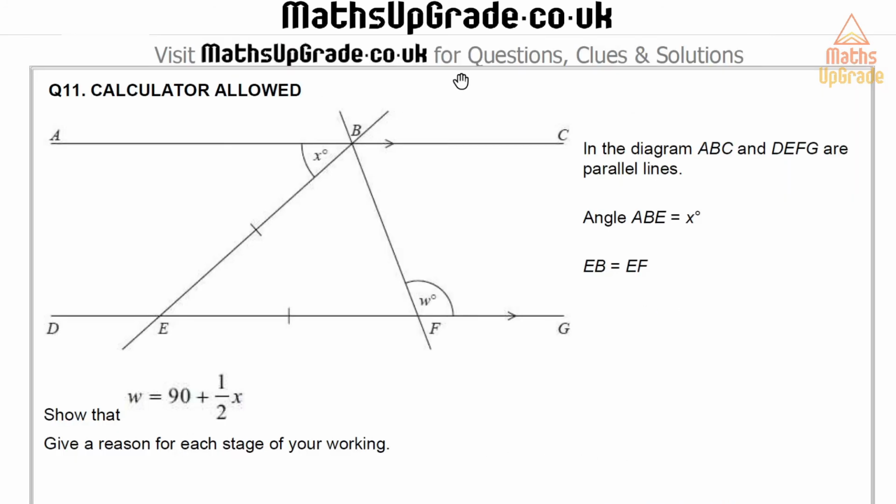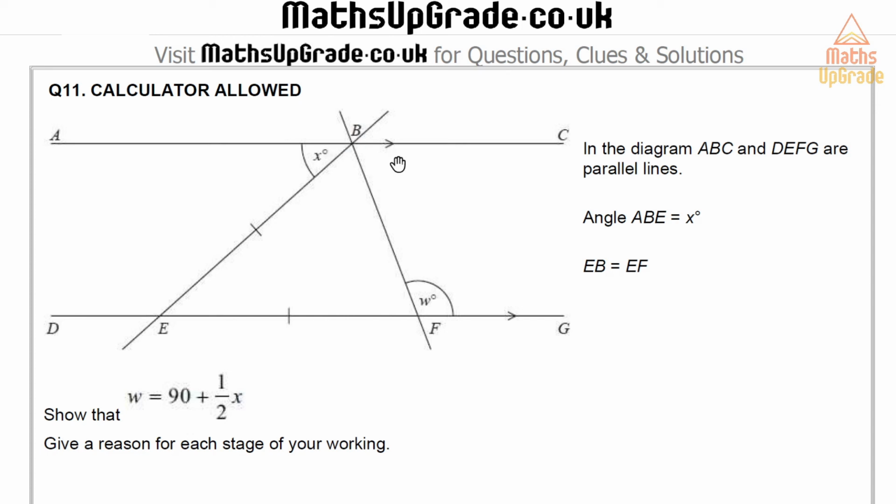Okay, so question 11. It's arguably the hardest question on this booklet, and it's a 4-mark question. So it states that in the diagram ABC and DEFG are parallel lines, and you can see that from the markings there as well. Angle ABE equals x degrees, that's marked there.